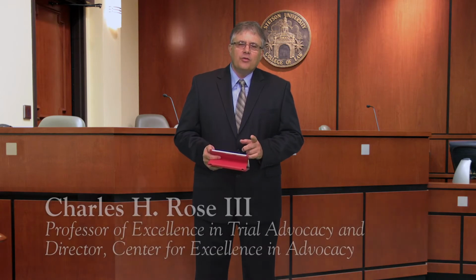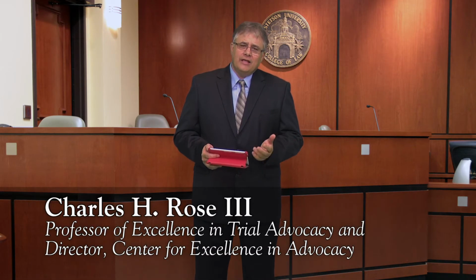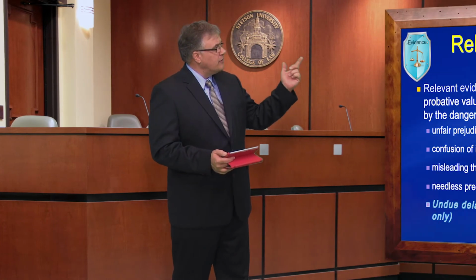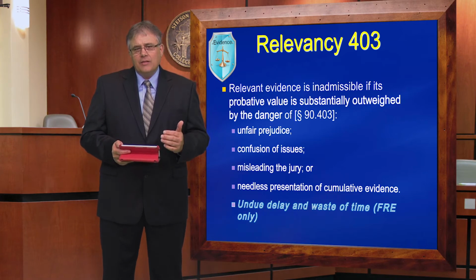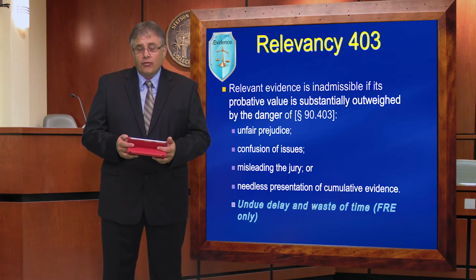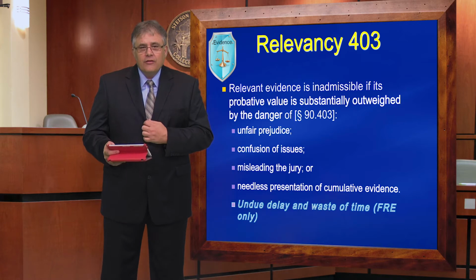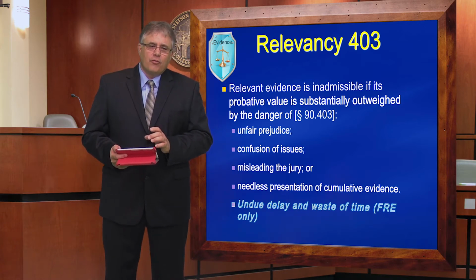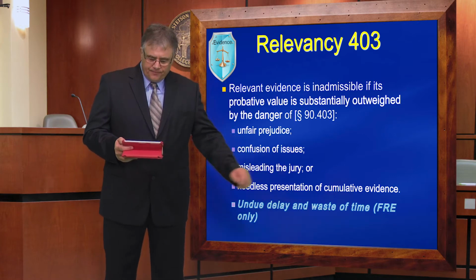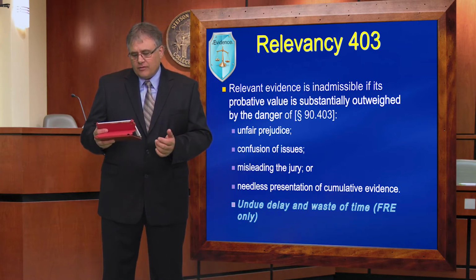Welcome. I want to talk with you now about relevancy and character evidence, and we're going to look at them from the standpoint of both the Federal Rules of Evidence and the Florida Evidentiary Code. Now, this first slide that I've got up here right now outlines the elements of relevancy in a Florida court. And you'll notice that there's only one of them that is different when it comes to the federal rules, and that's the last one down here at the bottom. The undue delay and waste of time.